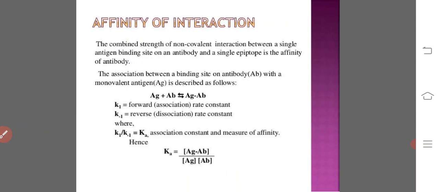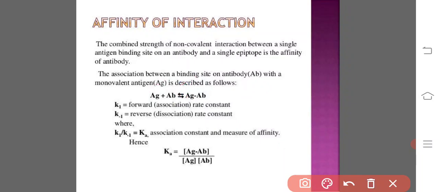And affinity of interaction. The combined strength of non-covalent interaction between a single antigen binding site on an antibody and a single epitope is the affinity of an antibody. The association between a binding site on an antibody and an antigen is described as antigen plus antibody, which forms the antigen-antibody complex. It is a reversible reaction.